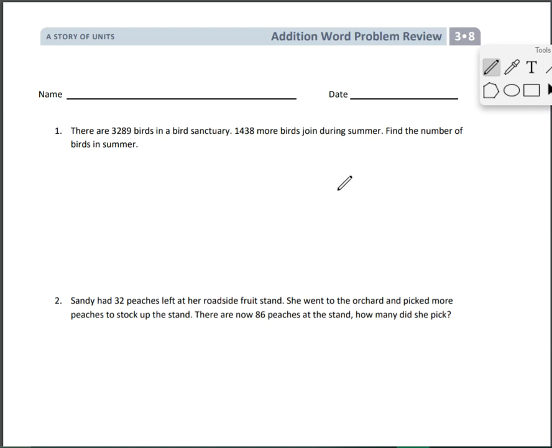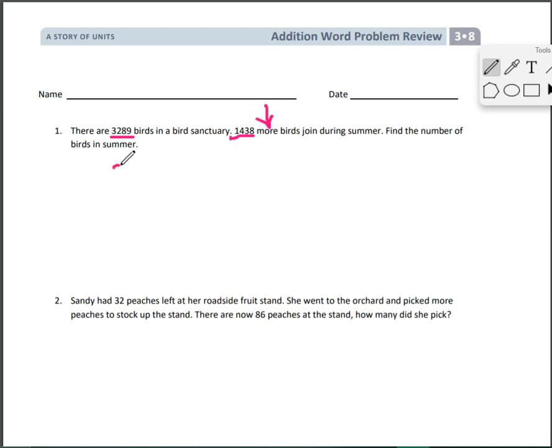Problem 1 says there are 3,289 birds in a bird sanctuary. 1,438 more birds join during the summer. Find the number of birds in summer. So we start with this many, and then we get this many more. We've got that "more" word, so we know that more is almost always an addition word.